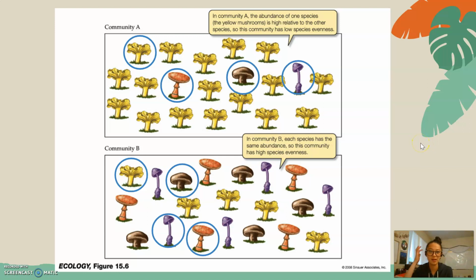Well, same thing here. I went ahead and I circled. There are 4 different species of mushrooms in community A and 4 different species in community B. So their species richness is the same, 4 and 4. But when we look at it, which one is more even? Community B has a higher species evenness.